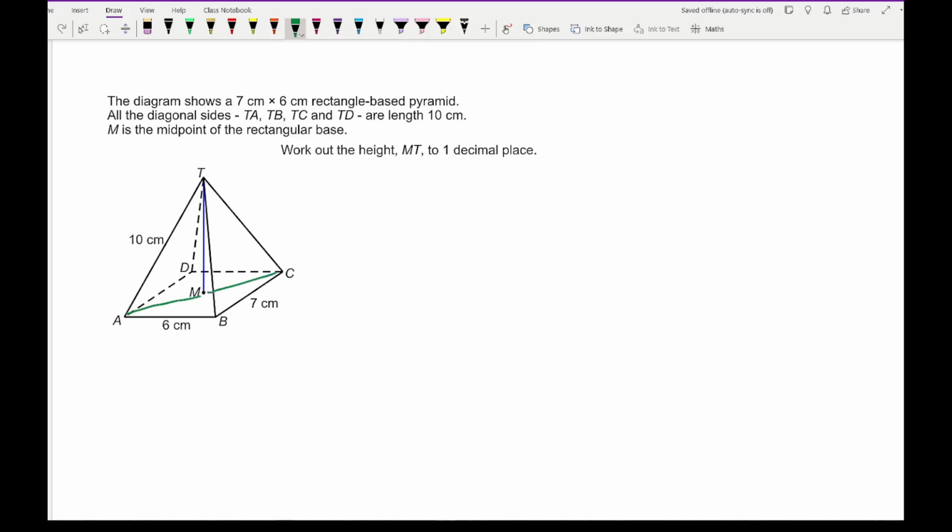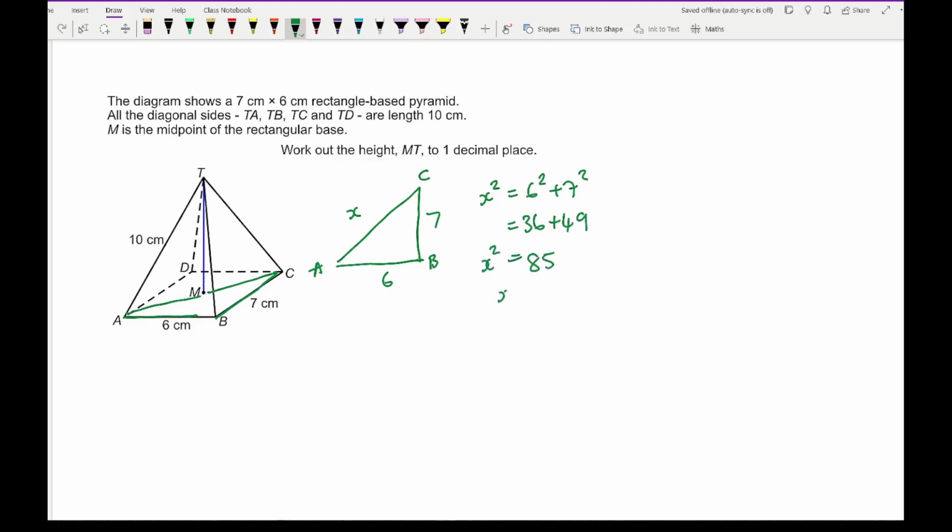Now the first thing I'm going to do is, the blue line is what we're trying to work out. So if I take this green triangle, which I didn't really complete, let's just do that and label the vertices A, C and B. So this is 7, this is 6. I want to work out what AC is. So x squared equals 6 squared plus 7 squared. So that's going to be 36 plus 49, which gives me 85. So x squared equals 85, so x equals the square root of 85.